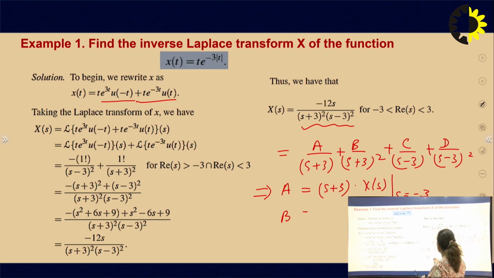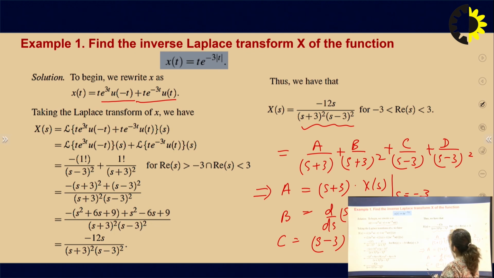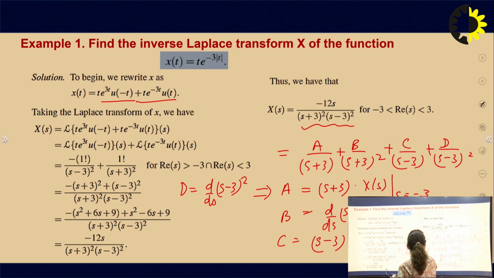Similarly for b, because it's a repeated root, d by ds of (s plus 3) square X of s, at s equal to minus 3. Similarly c we can find, that is (s minus 3) X of s at s equal to 3. So from this expression you can get that easily, and then d, that is d by ds of (s minus 3) square X of s at s equal to 3.